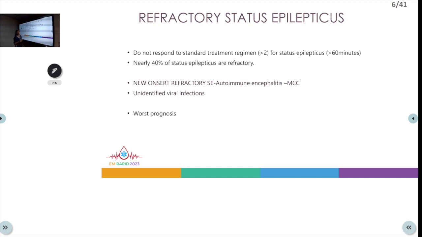So we already discussed the definition of status epilepticus. Now what is refractory status epilepticus? If a seizure lasts more than 60 minutes after conventional anti-epileptic drugs, like more than 2 anti-epileptic drugs were given, and the seizure is still continuing, that is known as refractory status epilepticus, and it accounts for almost 40% of status epilepticus. If it is a new onset refractory status epilepticus, it can be mostly because of autoimmune encephalitis or any other viral infection, and the prognosis is bad.